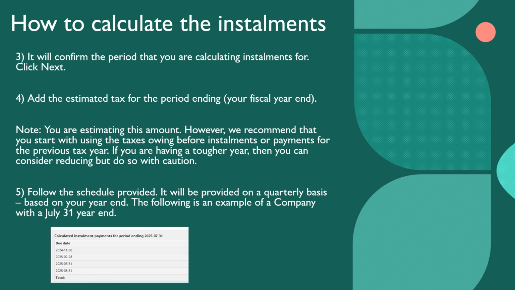So you want to follow the schedule provided to you. It will be provided on a quarterly basis based on your year end. The following is an example of a company with a July 31st year end. It has a November, a February, a May, and an August deadline on the installments. If you have a December 31st year end, you'll get a March, a June, a September, and a December installment. So it does depend on when your year end is for your GST HST installment requirements.